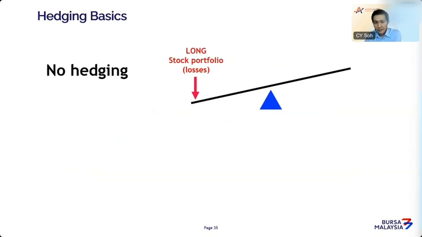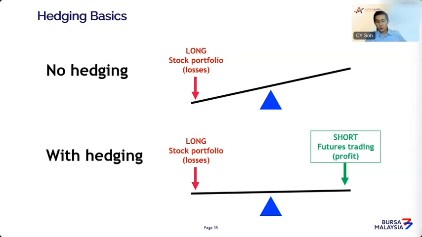So let's say you do not have any hedging, and you have a long position, which means your stock portfolio is buy only. On your scale, you have losses on one side only. However, if you have hedging, which means in futures you have, let's say, a short position, your scale can be balanced out. One side has losses, the other side has a profit, so the profit offsets your losses. Later with examples, you will understand how hedging works.